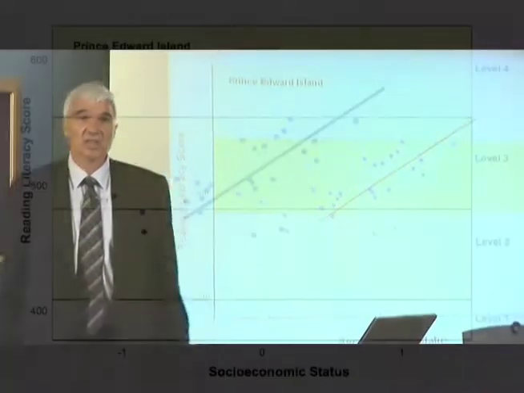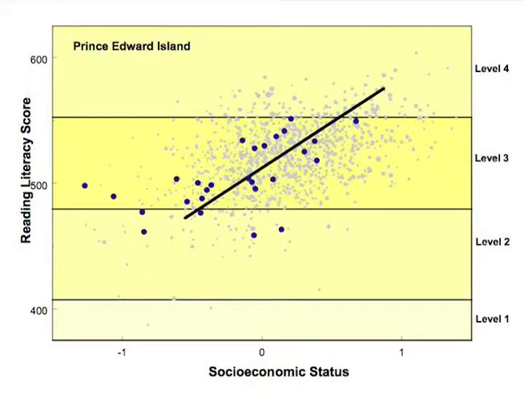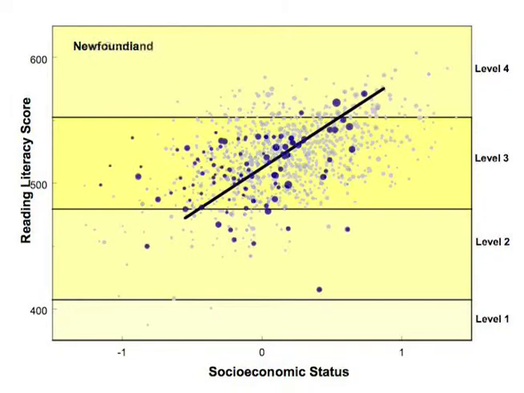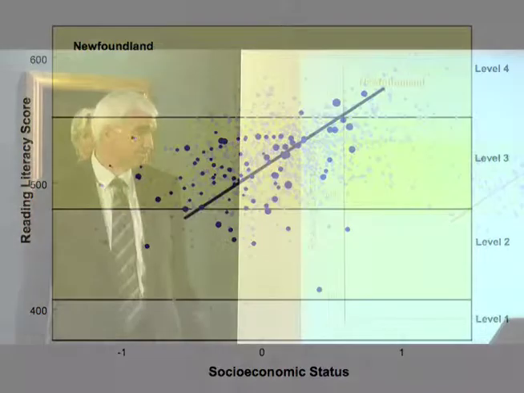Prince Edward Island is like the contrast between Saskatchewan and Manitoba, really spread out, and you see the same difference if you compare Nova Scotia with Newfoundland. Nova Scotia's gradient is similar to that of Newfoundland, but not nearly as spread out. You see how spread out Newfoundland's schools are. So again, it requires much different kinds of school reforms.